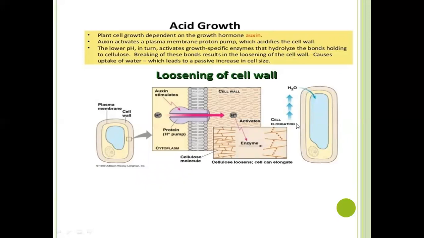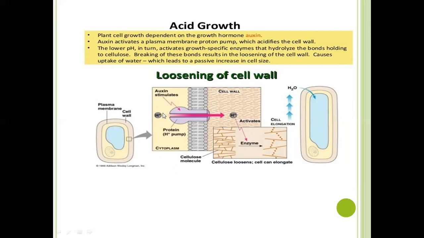Acid growth. Plant cell growth is dependent on the growth hormone auxin. Auxin activates a plasma membrane proton pump, which acidifies the cell wall. The lower pH in turn activates growth-specific enzymes that hydrolyze the bonds holding the cellulose. Breaking of these bonds results in the loosening of the cell wall, causes uptake of water, which leads to a passive increase in cell wall size. This is the plasma membrane, cell wall.